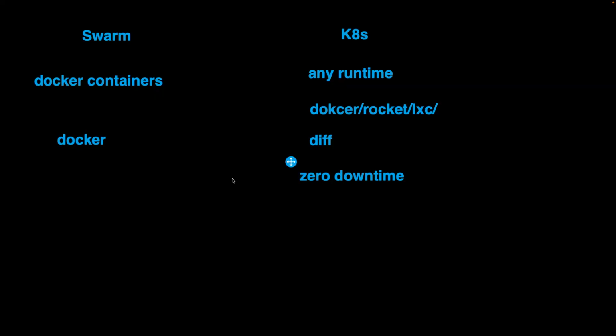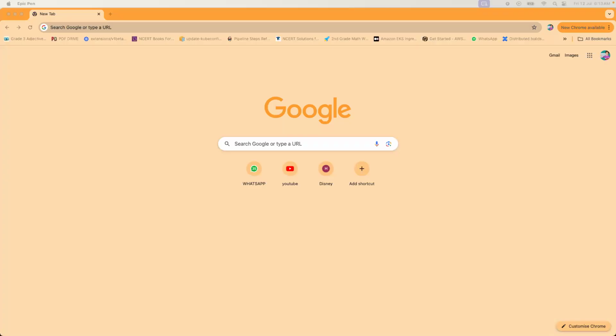These are some of the differences we have between Docker Swarm and Kubernetes, and there are many other differences. With respect to architecture, we'll look into them as we progress. Let's look into the architecture of Kubernetes. I'm sharing the architectural diagram.